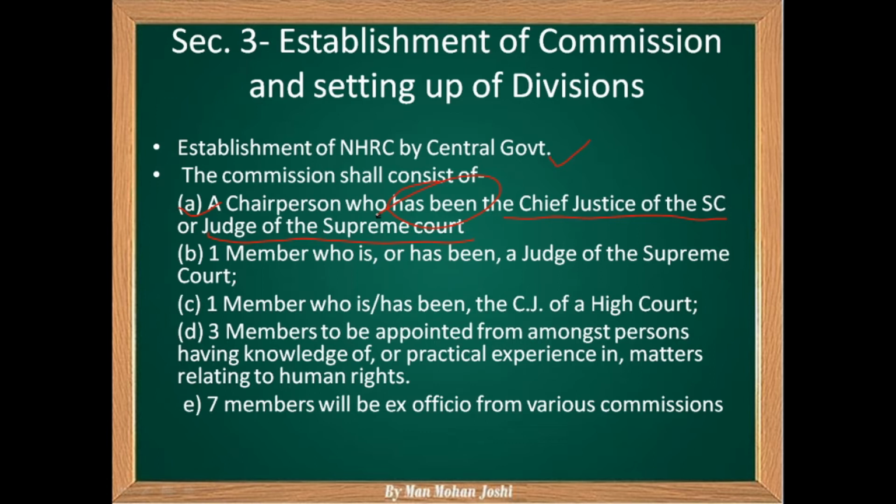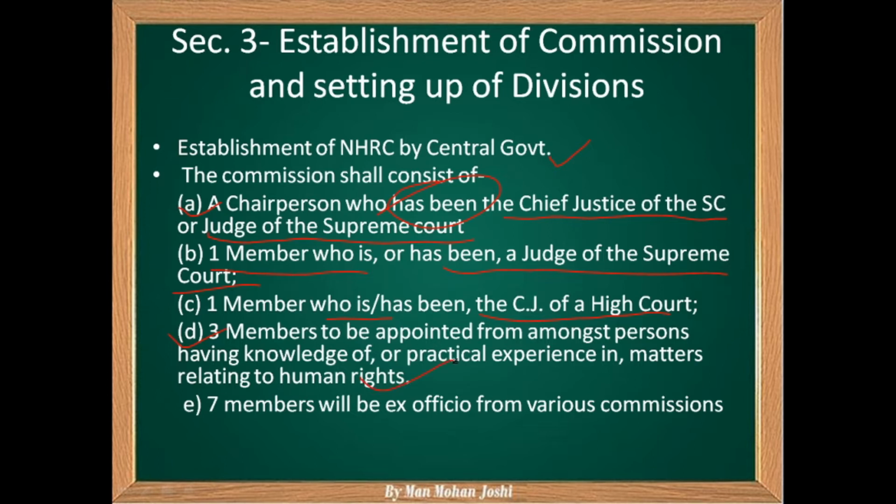Now, how many members will be there in NHRC? So NHRC consists of 12 members after 2019 amendment. So, who will be the members? Number one, a member who is or has been judge of the Supreme Court; one member who is or has been the Chief Justice of any High Court; and 3 members to be appointed from amongst persons having knowledge of or practical experience in matters relating to human rights.